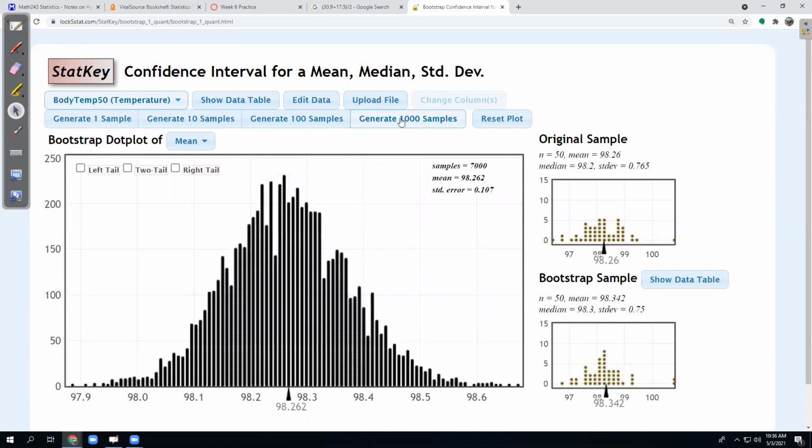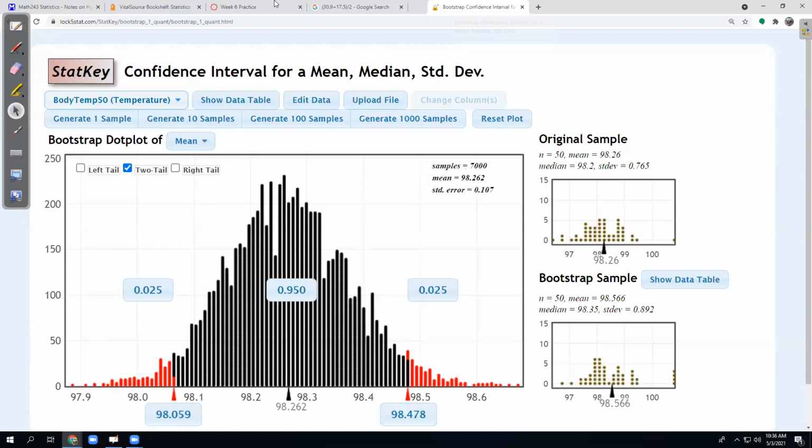I'm at 7,000. And let's go for the usual 95%. So according to this sample, average human body temperature, we're estimating to be somewhere between 98.059 and 98.478. So let me draw a picture of that.